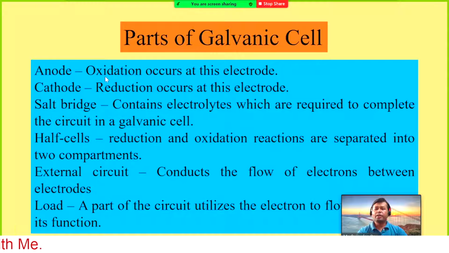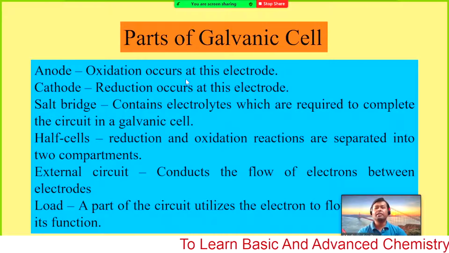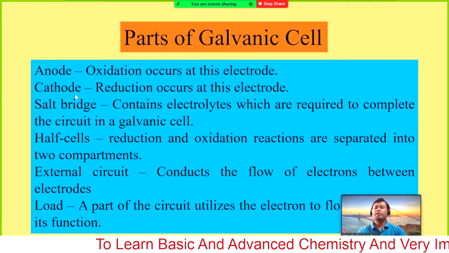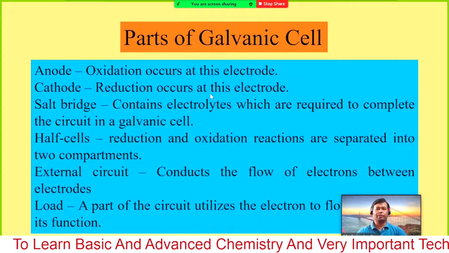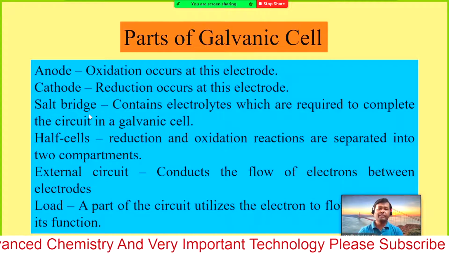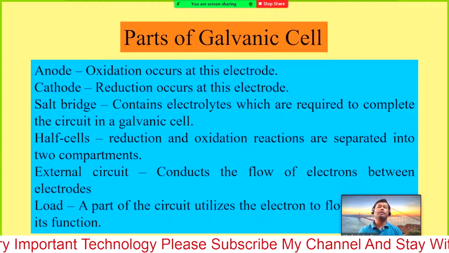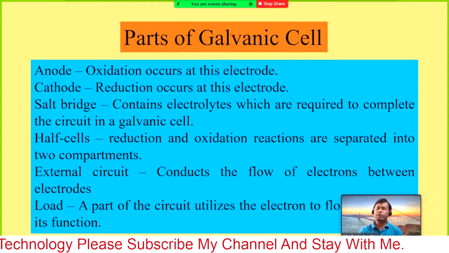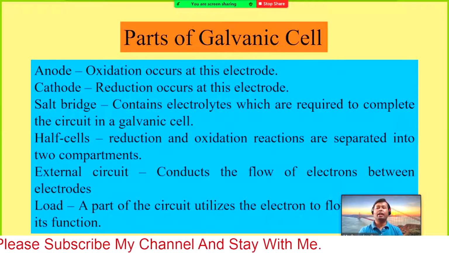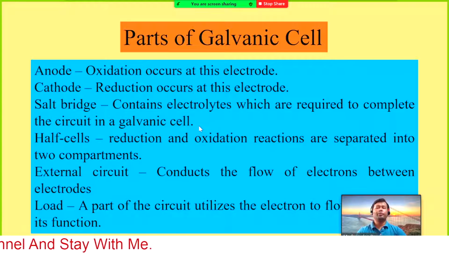So let's see, anode is oxidation. We have mentioned two different electrodes: one is the anode, another is the cathode. Where the oxidation occurs, this is known as the anode. At the cathode, the reduction occurs. Salt bridge: to give the connection externally. If two electrolytes and electrodes are kept in two different cells, then you can have the external connection, which is known as a salt bridge.